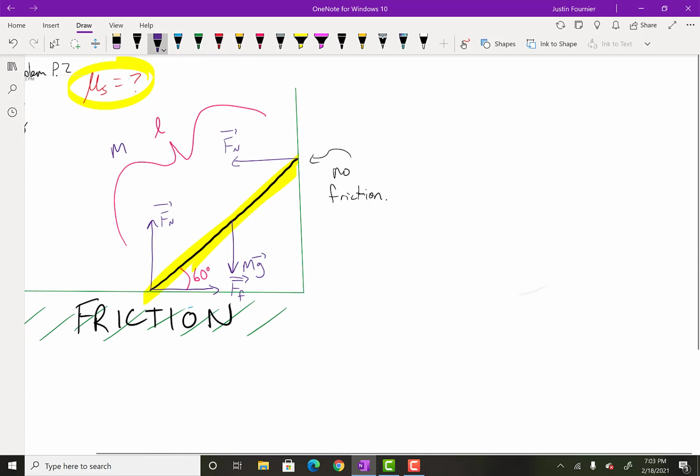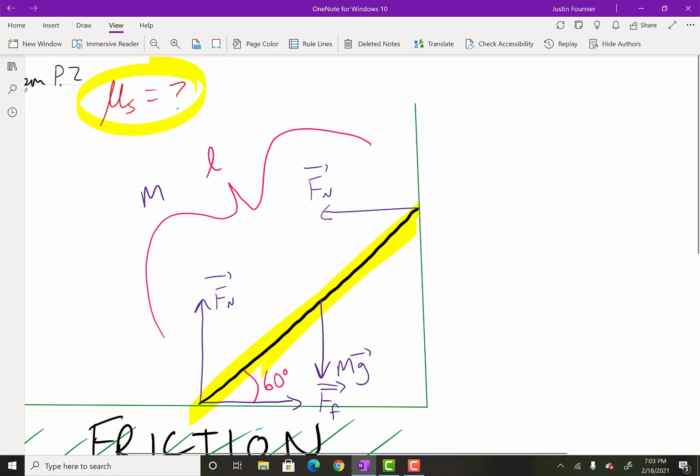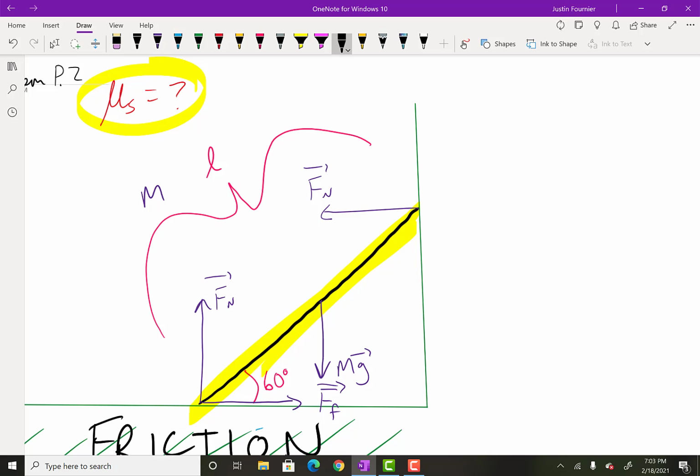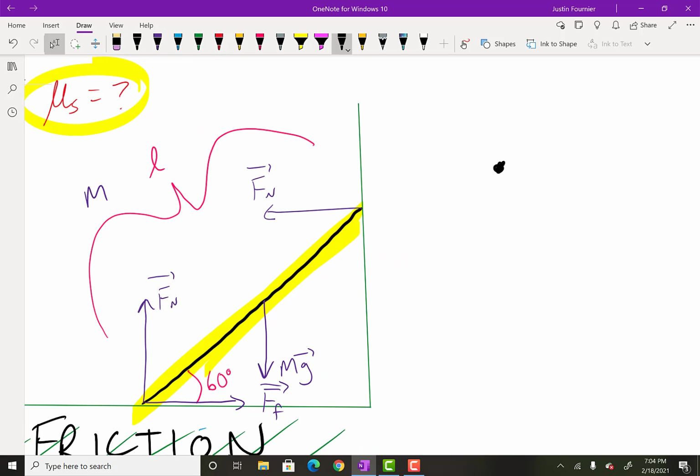So I'm going to start by collapsing this to a dot. I'm going to say this is the dot that the ladder is. I'm going to start with F net equals MA. Often I would say start with torque net equals I alpha, torque net equals 0, but I'm going to start with F net equals MA. Let's see how far this gets me.